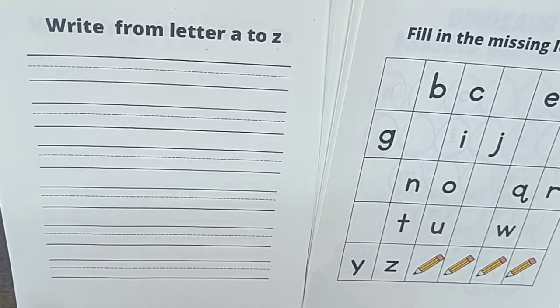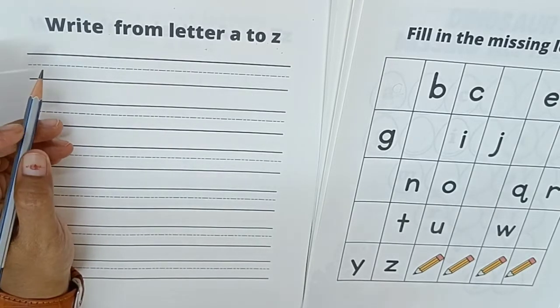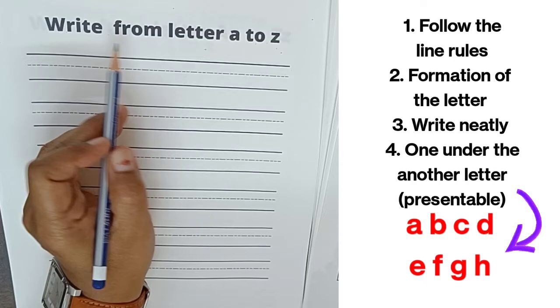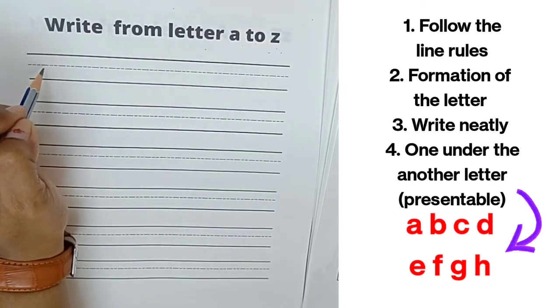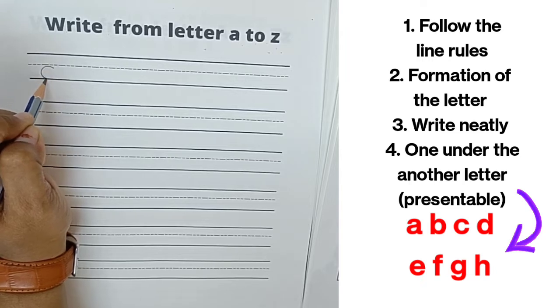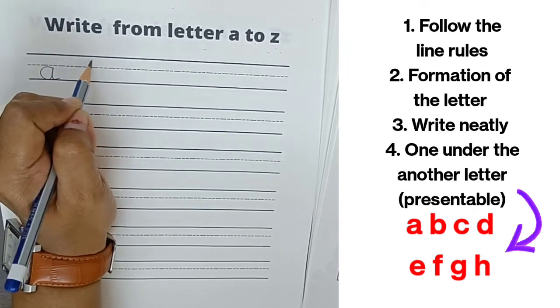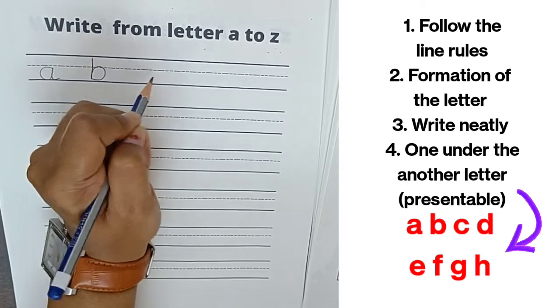Now once again in lowercase, here we have to write from A to Z. Here it is lowercase, or small letters. So a, b, c, like this.